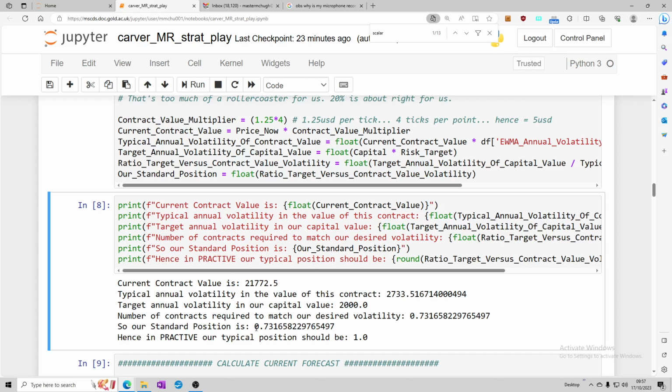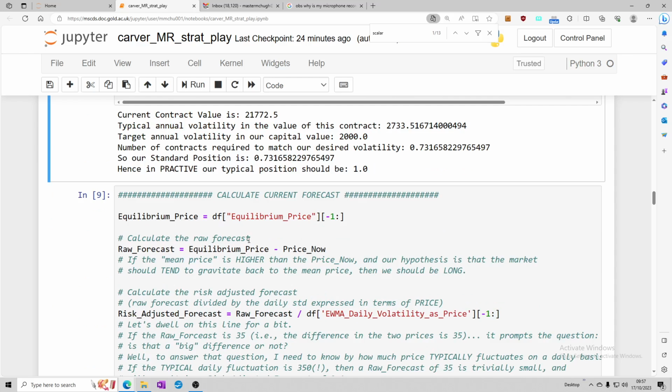So our standard position is 0.73 contracts. Hence, in practice, our typical position would be 1 contract, since we can't trade less than 1. Now with that out of the way, let's try and calculate the current forecast of this strategy.